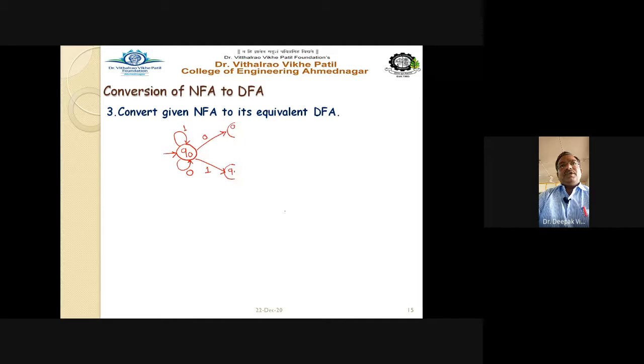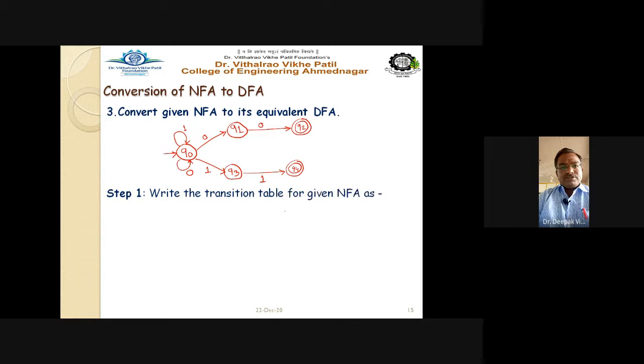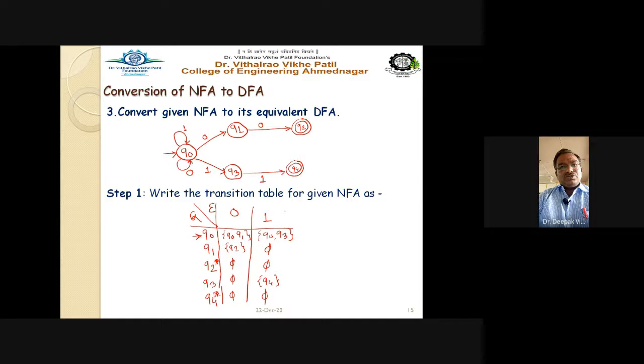See, one more NFA is given. The diagram of the non-deterministic finite automata is given. And what is the first step? The first step is to write the transition table for the given NFA from the transition diagram. I have written it here with the help of a pen. So Q0 on 0 goes to Q0, Q1, and Q0 on 1 goes to Q0, Q3.